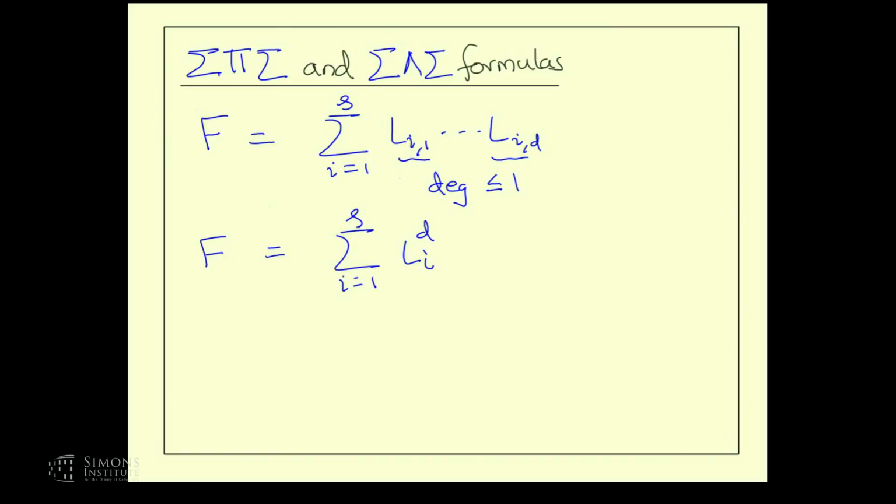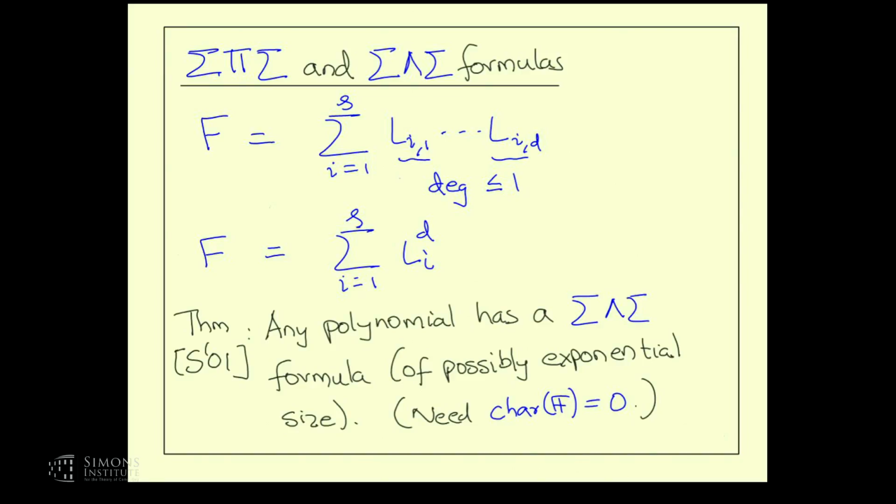Just to recall, we want to prove lower bounds for sigma pi formulas, but instead I'm going to prove lower bounds for these weaker objects and then tell you a little bit about how to do the other thing.